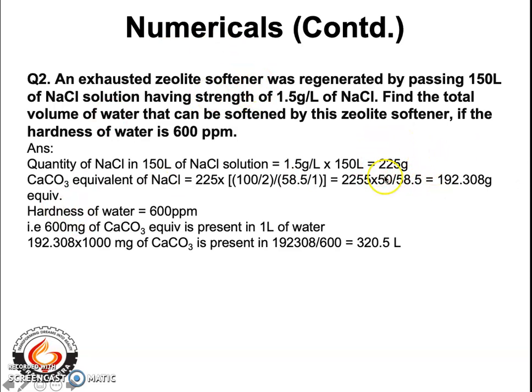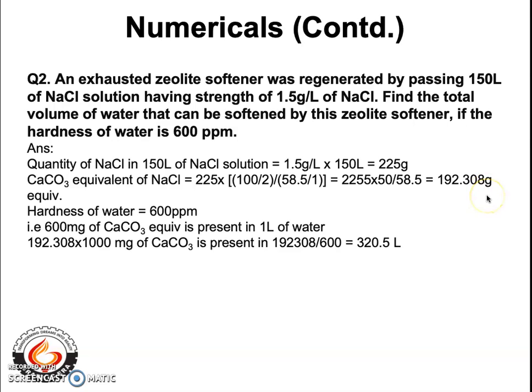So we have to now convert it into calcium carbonate equivalent. So 225 grams of sodium chloride whose calcium carbonate equivalent will be 225 into the molecular weight of the calcium carbonate divided by 2. What is 2? 2 is the valency of the calcium ions. So it is 100 divided by 2 whole divided by the molecular weight of sodium chloride divided by the valency of the sodium ions. So the value is coming out to be 192.308 gram equivalent.